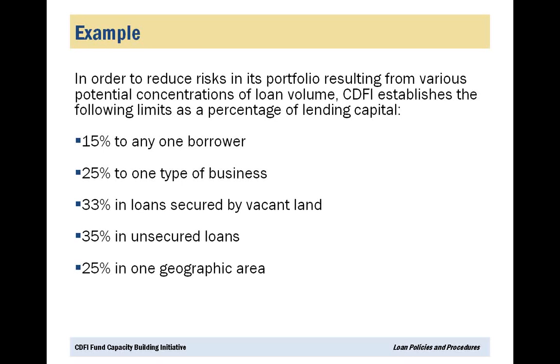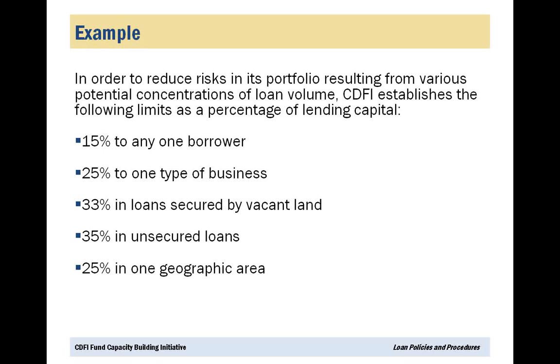We won't lend more than 15% of our lending capital to any one borrower. We won't lend more than 25% of our lending capital to any one type of business, i.e. charter schools, i.e. restaurants, i.e. startups, whatever your borrower base is. We won't lend more than a third of our portfolio, even though it's secured, but secured by vacant land. We don't want more than 35% of our portfolio in unsecured loans. The rest has to be secured.